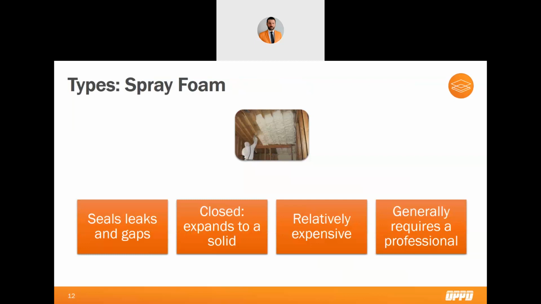Spray foam is that exception to the air sealing situation. Due to its composition and application, it can be used to seal leaks and gaps while still having insulation-oriented properties. This is one of the more expensive applications as it generally requires a professional to do the work. The application of it comes out like a thick, clumpy liquid, but expands into a solid.